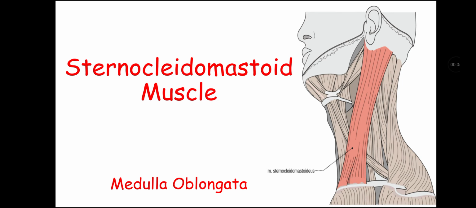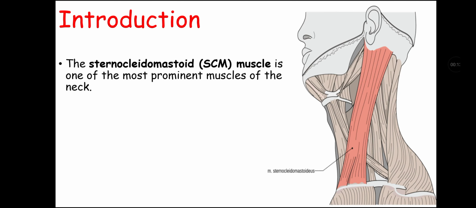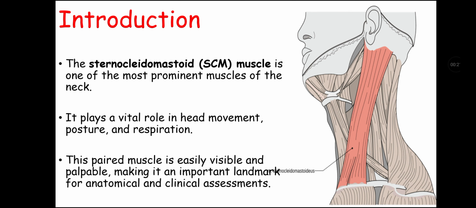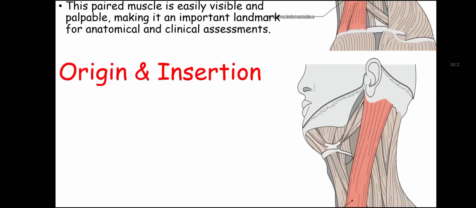Today we are going to talk about the sternocleidomastoid muscle. We will start our topic with the introduction, and here at the side you can see the diagrammatic representation of the sternocleidomastoid muscle. The sternocleidomastoid muscle is one of the most prominent muscles of the neck. It plays a vital role in head movement, posture and respiration. This paired muscle is easily visible and palpable, making it an important landmark for anatomical and clinical assessment.